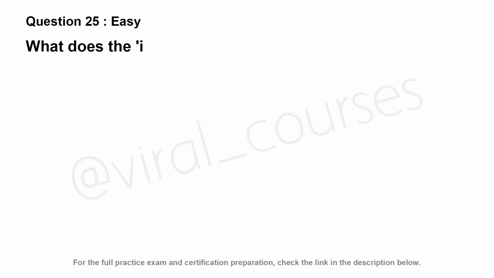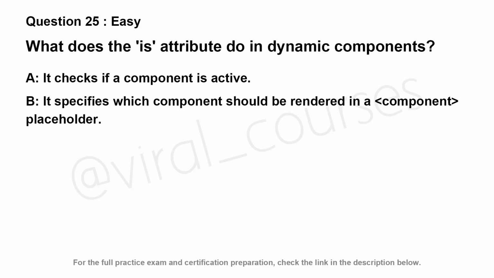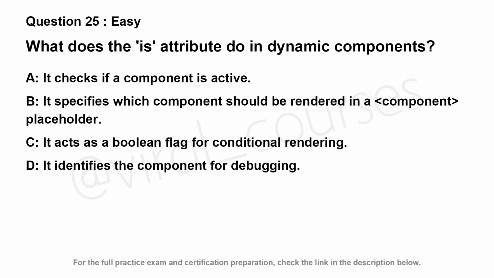What does the is attribute do in dynamic components? Option A. It checks if a component is active. Option B. It specifies which component should be rendered in a <component> placeholder. Option C. It acts as a Boolean flag for conditional rendering. Option D. It identifies the component for debugging.